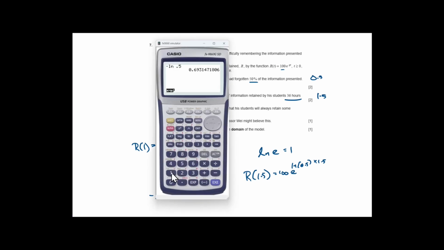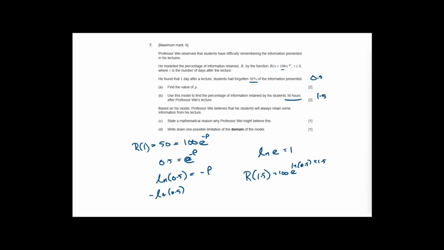So 100. Where's the E on this one? E to 1.5 times the natural log of 0.5, close brackets. So 35.35%, 35.36%, so we'll call it 35.4%, and it's already in percent, so we don't need to change that.